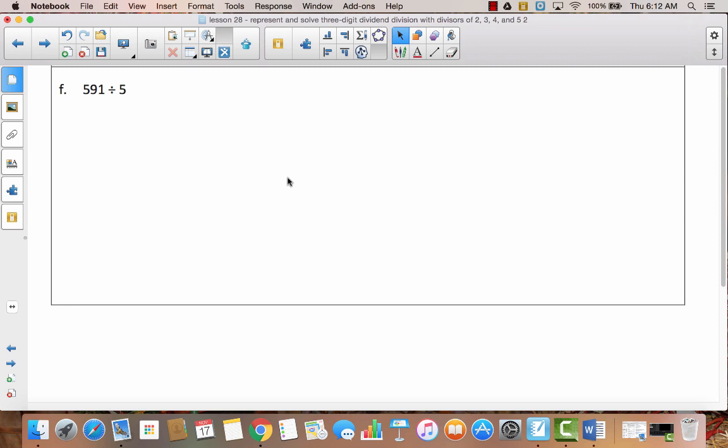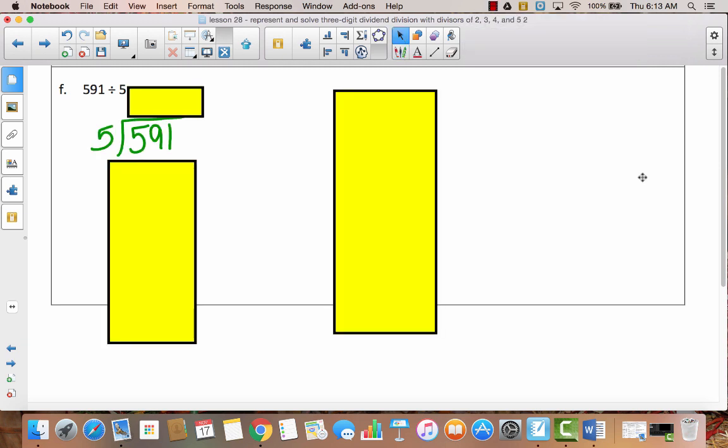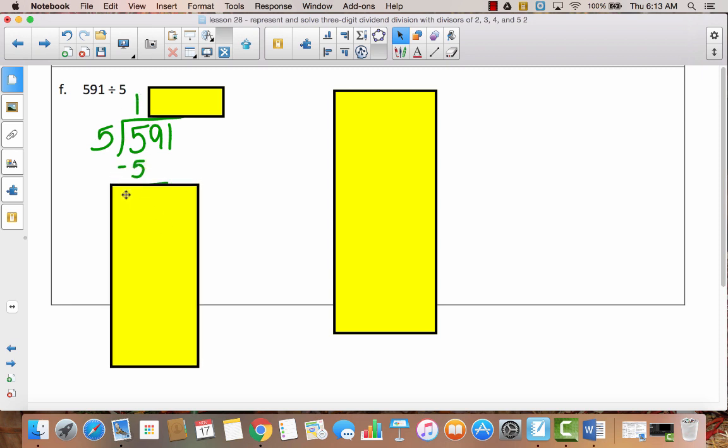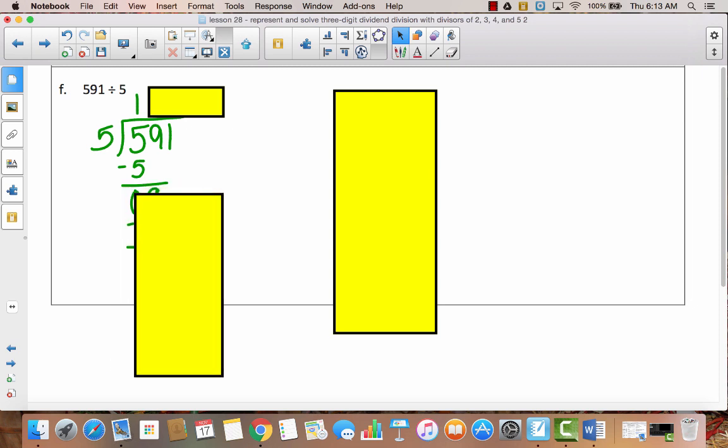Let's try another problem. Try this one again all by yourself and see how much you can do before you have to press play. Okay, so let's see how you did. So I had 5 hundredths and I put them into 5 groups. So that gave me 100 in each group. And then I multiplied 1 times 5, which was 5. So I used up all my hundredths. I had none left over.